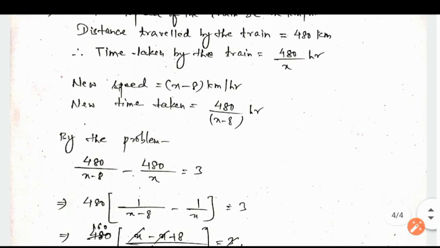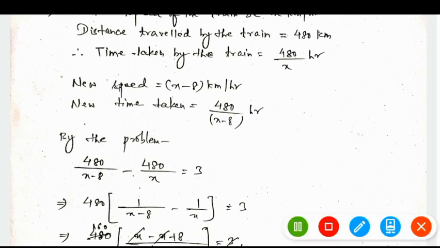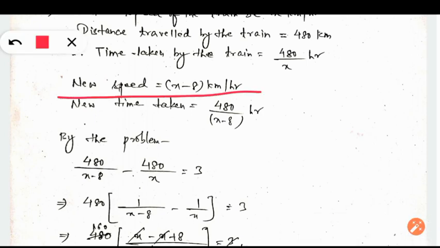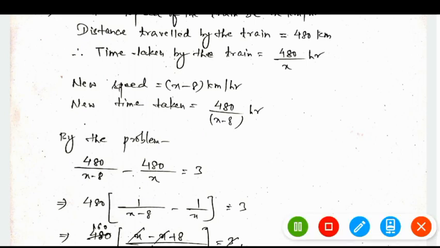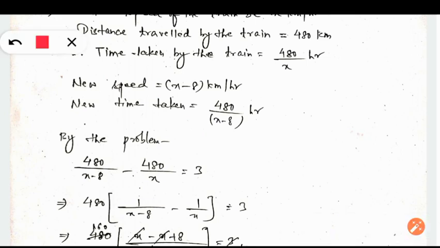Now according to the question, if the speed of the train had been 8 kilometers per hour less, what will be the new speed? Initially it was x, now 8 kilometers per hour get reduced, so x minus 8. In such a case, what will be the new time taken? Because distance is the same, new time taken is distance divided by new speed. Initially the time taken by the train was 480 by x. Now the time taken after reducing the speed is this one.